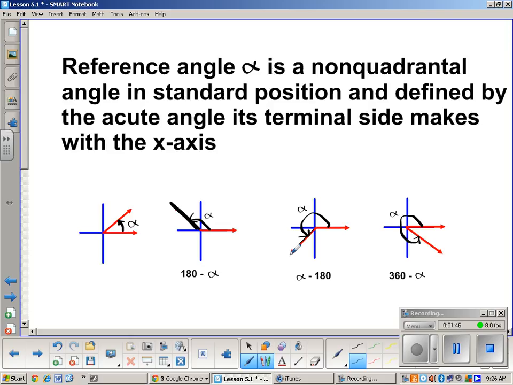Because alpha is a number, say, 200. This angle here is, say, 200. So the reference angle, this angle right here, would be 200 minus 180, which would be what? Just be 20. Okay? And this one here, when we're in quadrant 4, then our reference angle would be 360 all the way around minus our angle alpha. And that would be our reference angle right here. Okay?